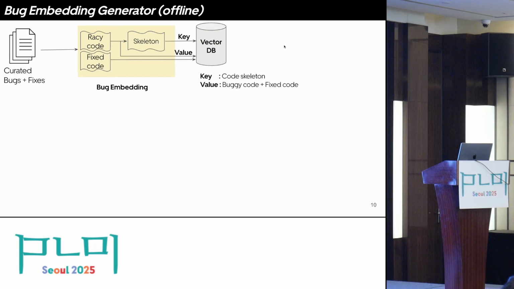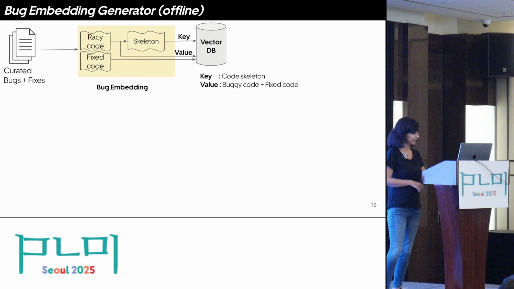And so given a curated list of the bugs and fixes that we have, it extracts a pair of the racy code and the fix, and generates the concurrency skeleton for the racy code and uses that as a key in the vector database that we have, along with the pair of the buggy code and the fixed code as a value. But what is this concurrency skeleton that we use as the key in our vector database?